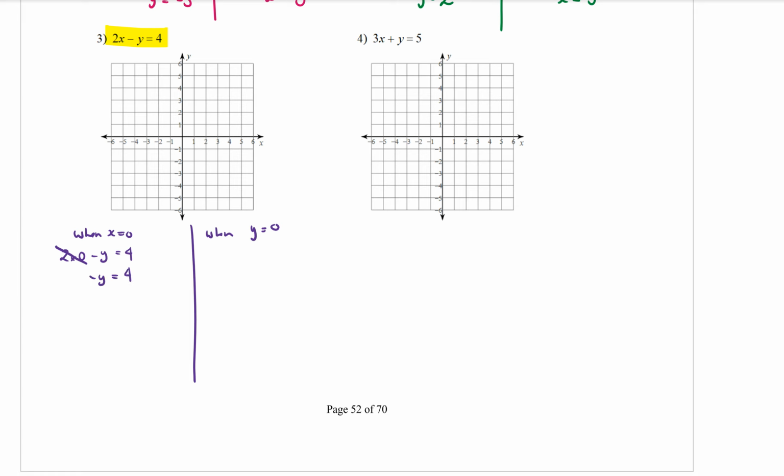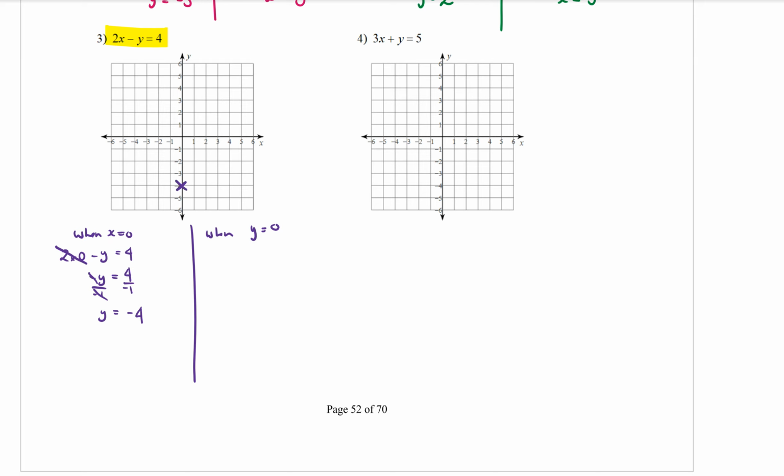Now to get rid of the minus sign in front of that y, I need to divide by a negative 1. That will cancel that off, and I get y equals 4 divided by negative 1, which is negative 4. So y equals negative 4 down here.